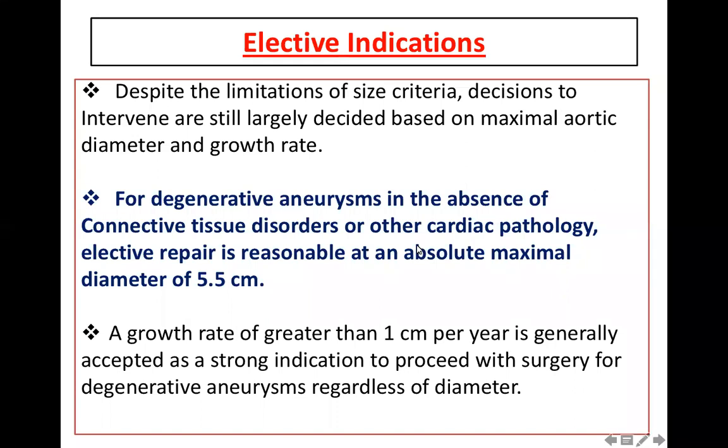Elective indication: despite the limitation of the size criteria, decisions to intervene are still largely decided based on maximum aortic diameter and the growth rate. For a degenerative aneurysm, in the absence of connective tissue diseases or other cardiac pathology, elective repair is reasonable at an absolute maximum diameter of 5.5, or with a growth rate greater than 1 centimeter per year.